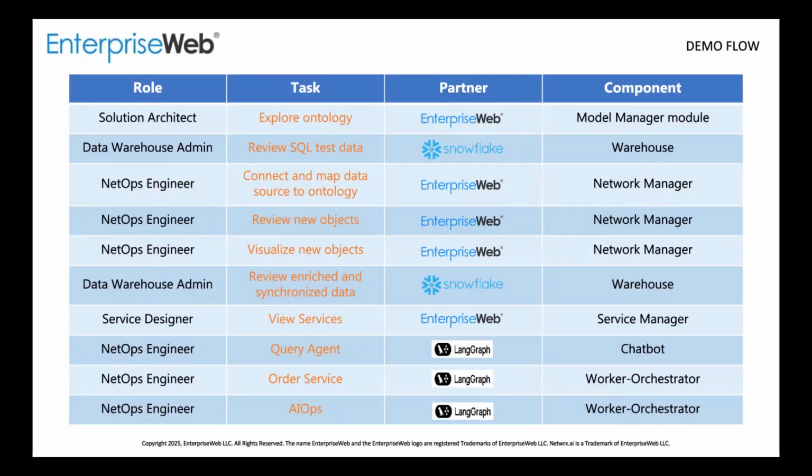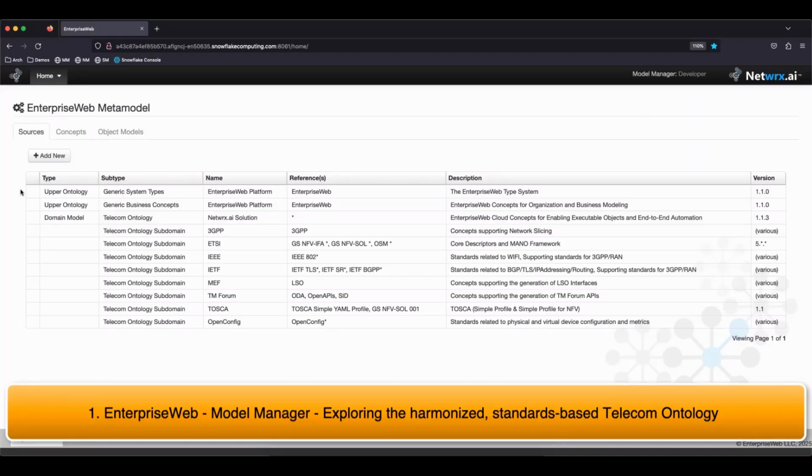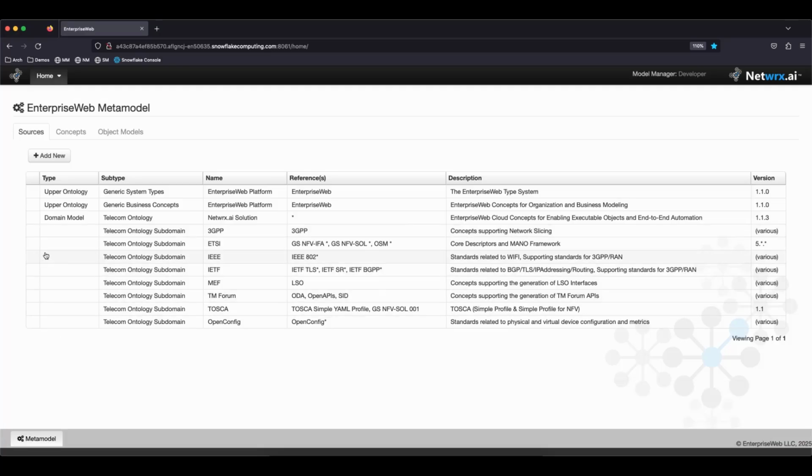Hi, I'm Bill Malik, Chief System Architect with EnterpriseWeb. I'm going to methodically demo the joint solution between EnterpriseWeb and Snowflake. We start in our Model Manager UI, and the first thing you'll see here is a directory of the ontology itself. It starts with our upper ontology, which provides all the generic business concepts and system types that are going to be common across domains.